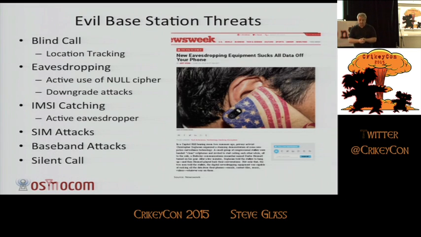So what are the threats you get from evil base stations? Well, one kind of call that we can engage in is basically a blind call. And that's where the base station sends a control message to the telephone and says, right, I want you to start transmitting a stream of information back. It's not actually meaning anything, but it's turning on the transmitter.